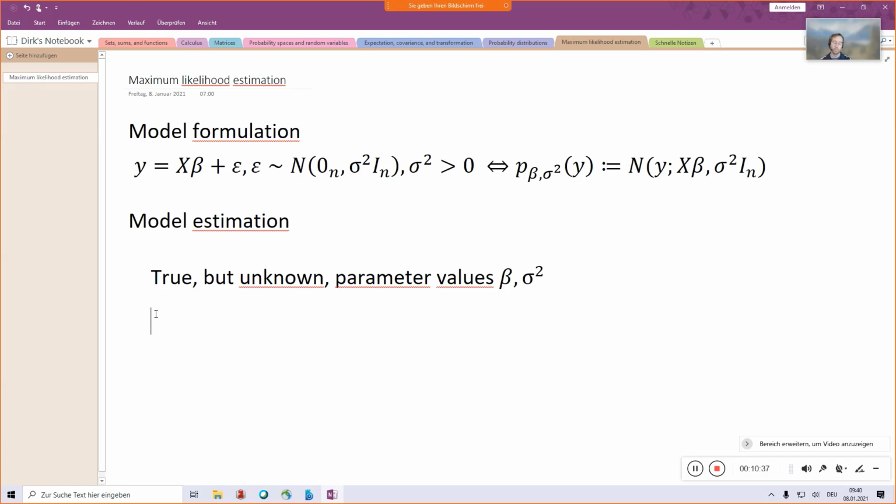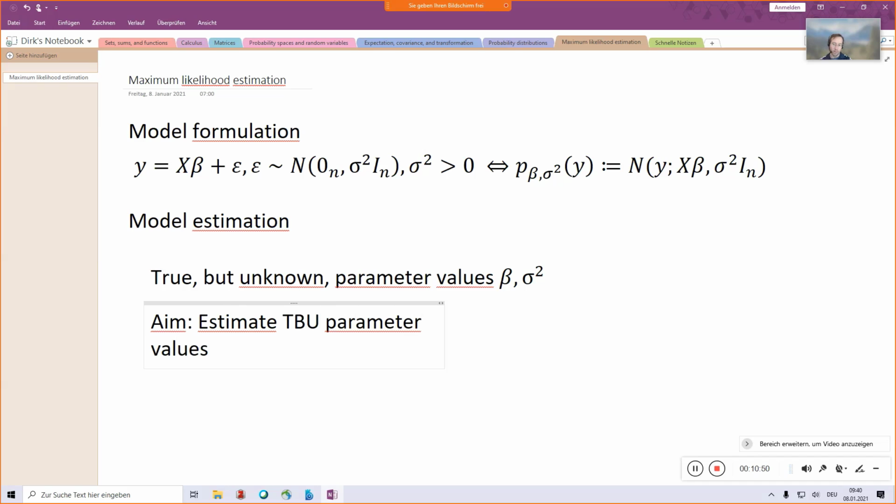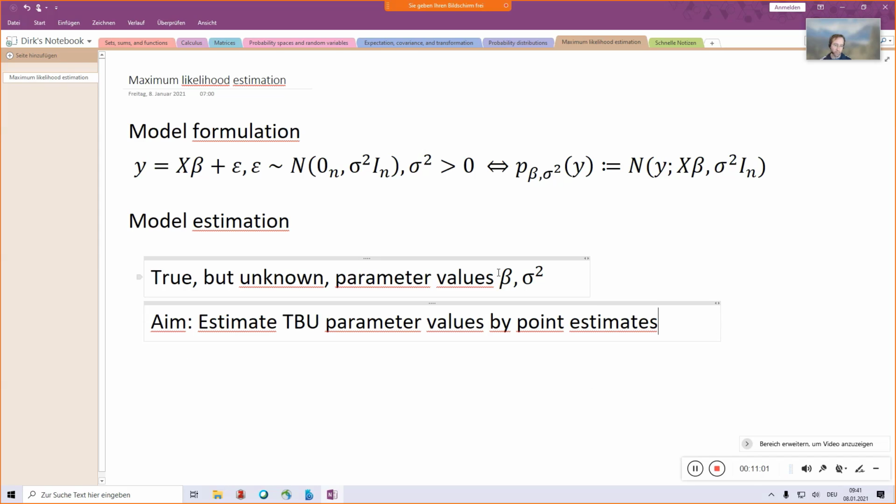So we need to assume that there are these true but unknown parameter values, and our aim is now to estimate these true but unknown parameter values by point estimates. And point estimates are just guesses of the parameter values, and we will denote them with a hat.